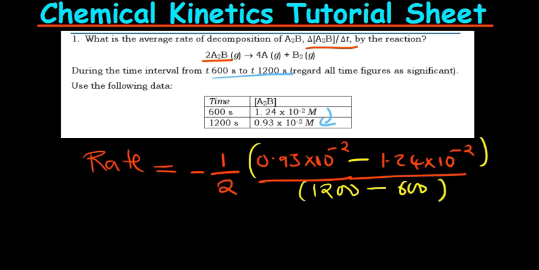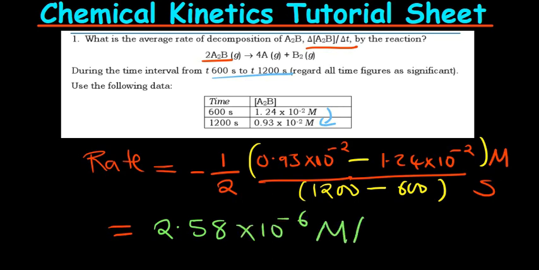Don't forget that on top we've got concentration, so molar concentration over time, seconds, right? So you can see that the units match up to a rate. If you're going to subtract what we have on top, grab your calculator, 0.93 times 10 to the power negative 2 minus 1.24 times 10 to the power negative 2, that will give you a negative, divided by the difference, which is 600, and then multiply by negative half. So the answer I'm getting is 2.58 times 10 to the power negative 6 molar per second.